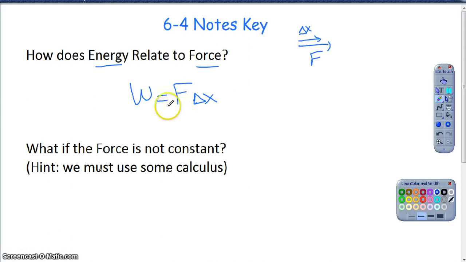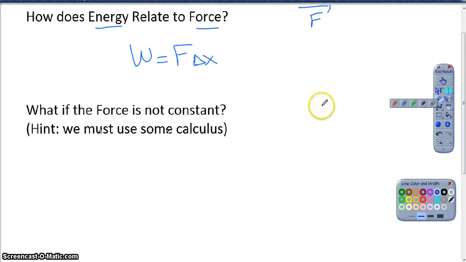What do we have to do if the force is not constant? Let's approach that. We've seen before, going back to chapter 4, what we do if the force isn't constant. Well, we do a little bit of calculus. And the key here is I would think graphically about this.